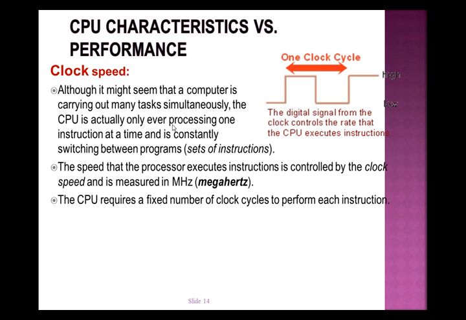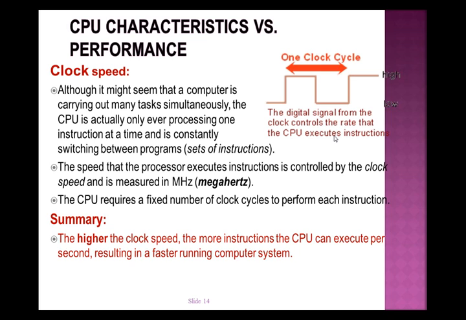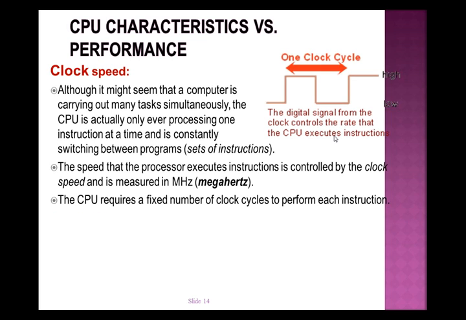So this is the diagram for the clock cycle. The digital signal from the clock controls the rate at which the CPU executes instructions. Summary: the higher the clock speed, the more instructions the CPU can execute per second, resulting in a faster running computer system.